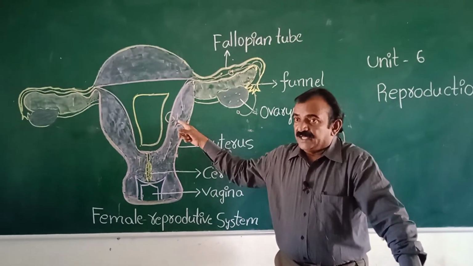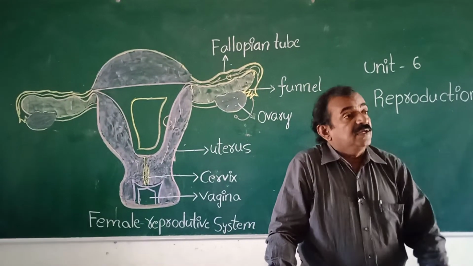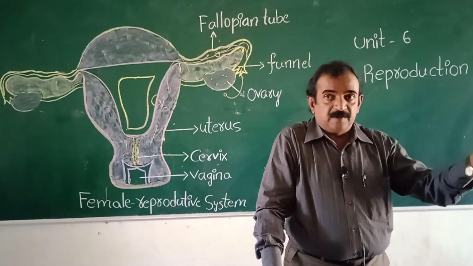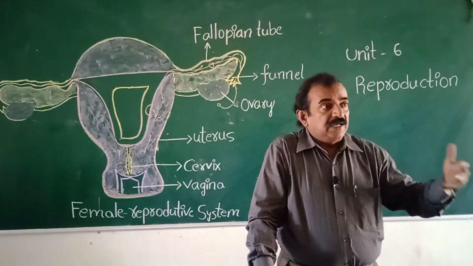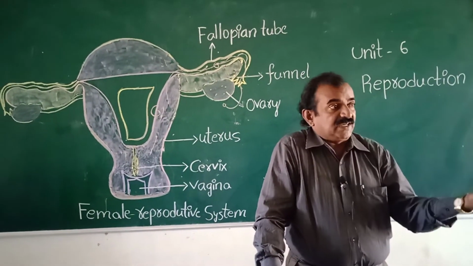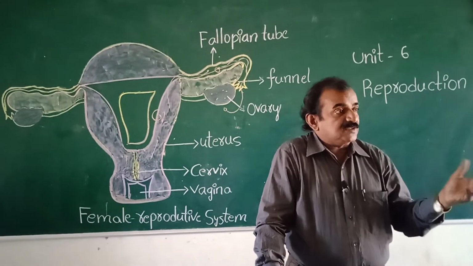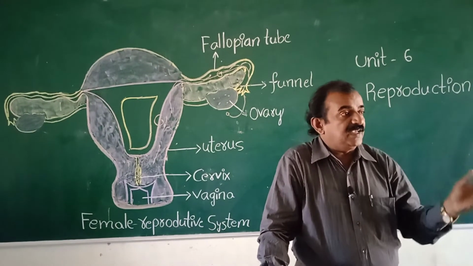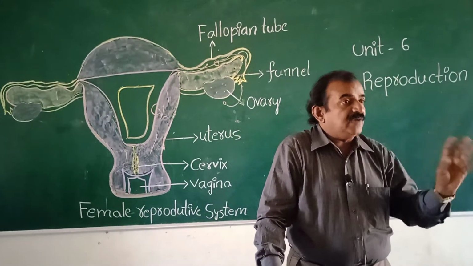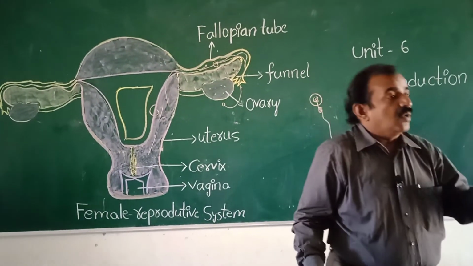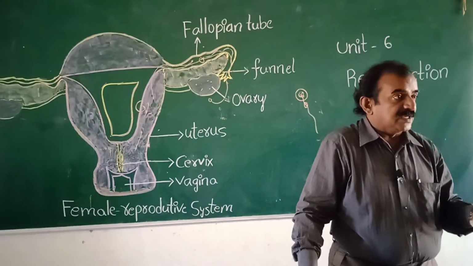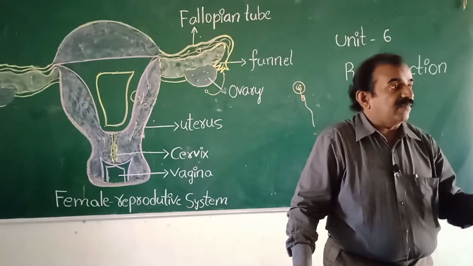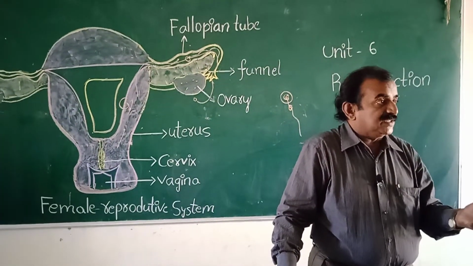This embryo forms some membrane structures. They are the chorion, amnion, allantois and yolk sac. Tomorrow we will discuss what is the chorion, what is the amnion, what is the allantois, and also what is the yolk sac. Today we discussed only how fertilization takes place in case of female, what implantation is, and the shape of the uterus.